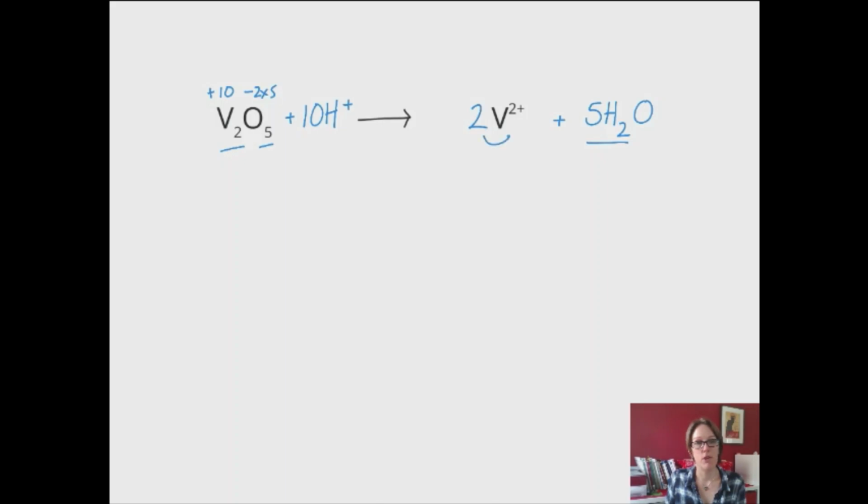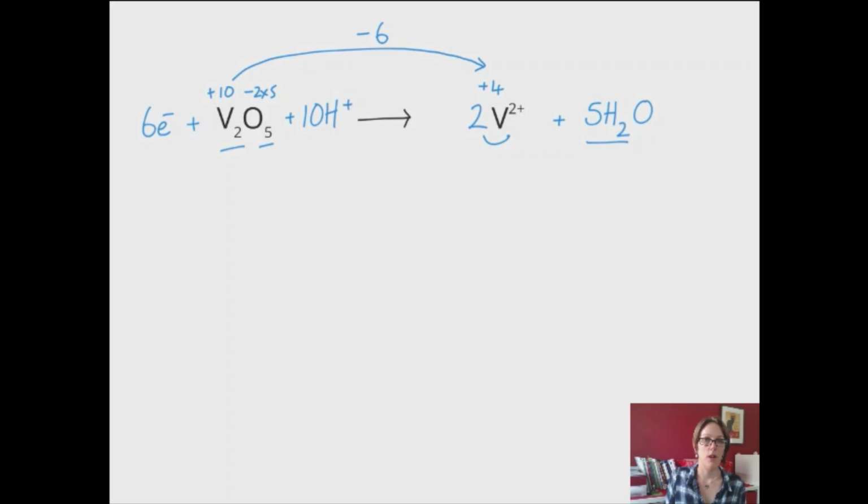So +10 on the left, there are 2 lots of +2 ions on the right hand side, so I do have to take that into account because I haven't divided my left by 2. So the overall change from a total of +10 to a total of +4 is -6, so I have to add 6 electrons. Let's now check the charge adds up.